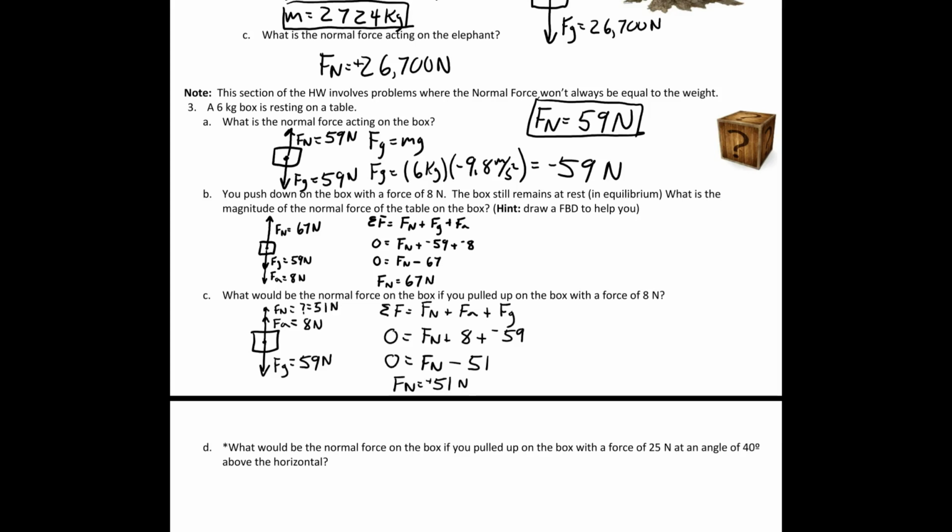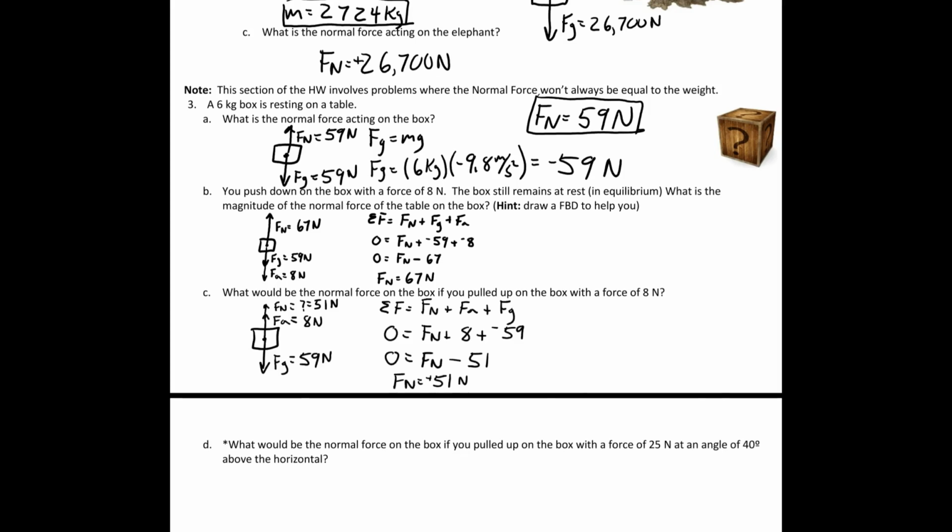So now in B, it was 67 newtons. Now it's less than the weight, 51 newtons, because the ground doesn't have to work as hard, because the applied force is helping the ground out to balance out this weight. So the normal force in this case is less than the weight. Okay, knowing that, try the other ones here.